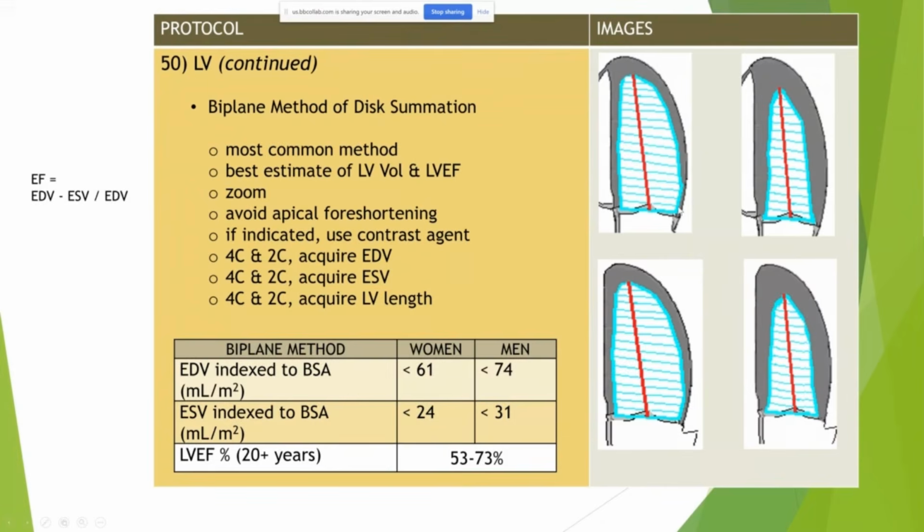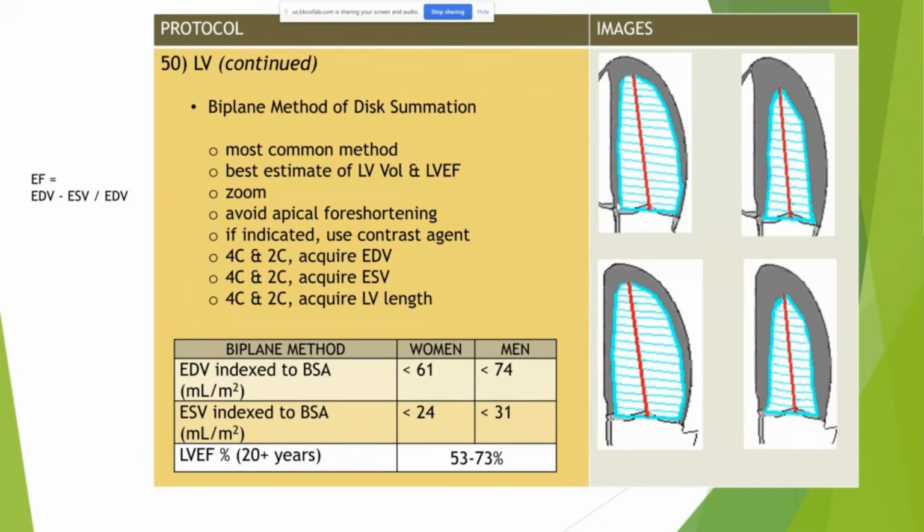You want to trace as cleanly as possible. If you have papillary muscles, you're not going to exclude them and trace inside the papillary muscles. They should be included in the measurement. Again, remember, if the papillary muscles reach here, you don't start from in there, even though you're not counting them, because the myocardium is what you want. You don't care about the papillary muscles.